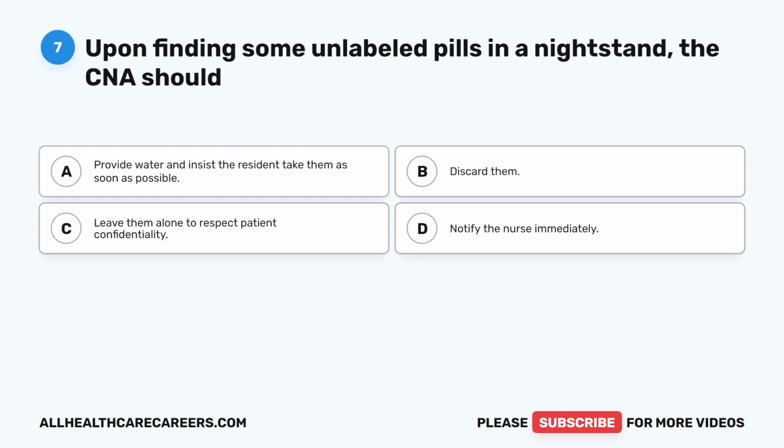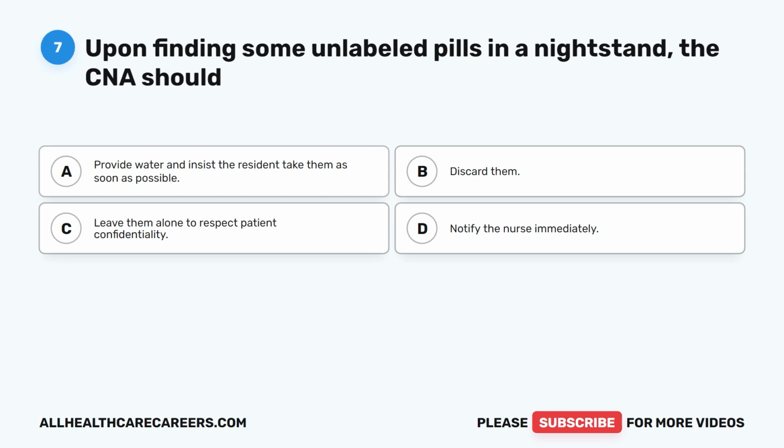Question 7. Upon finding some unlabeled pills in a nightstand, the CNA should A. Provide water and insist the resident take them as soon as possible. B. Discard them. C.